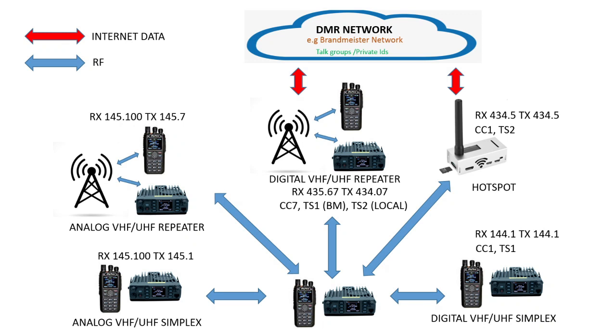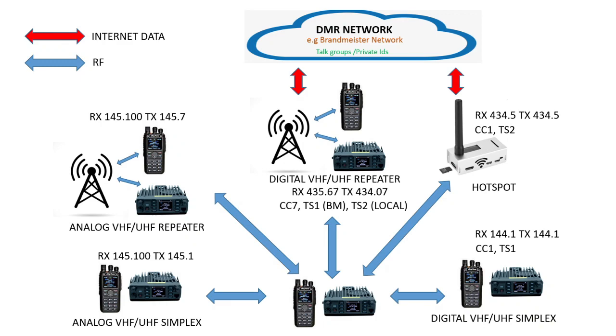Now, if we want to access the DMR network, for example the Brandmeister network talk group, through this repeater, they have defined time slot 1. And if you want to have communication through the digital repeater to digital radios locally, then they have defined time slot 2. So you may ask, from where are you getting this information?